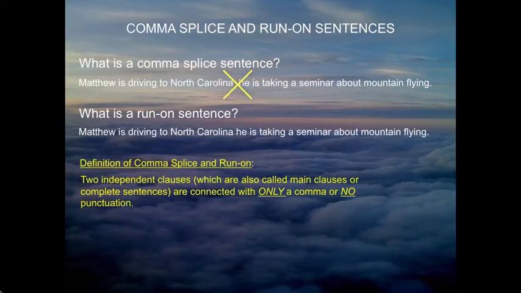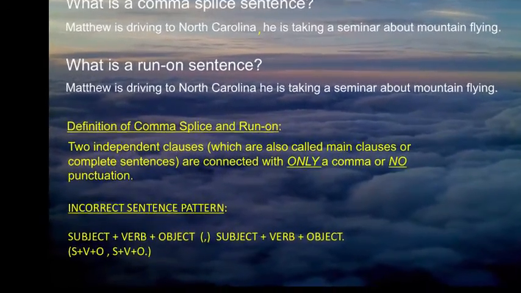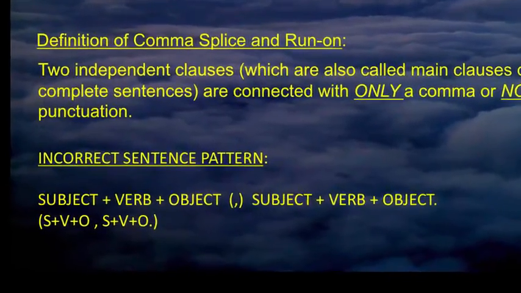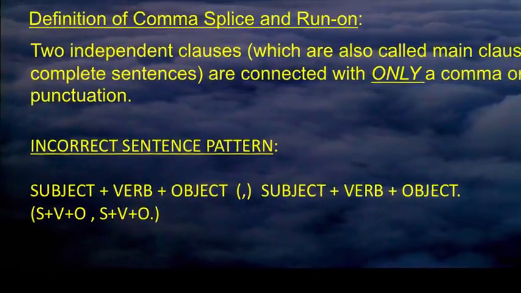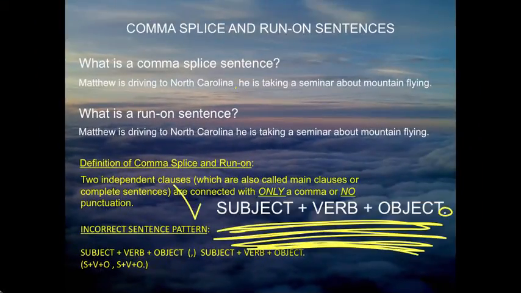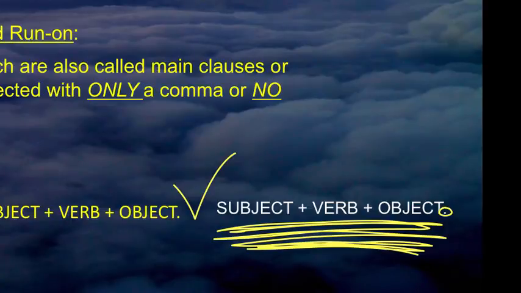The second sentence, "Matthew is driving to North Carolina. He is taking a seminar about mountain flying," is a run-on sentence because two complete sentences are connected with no punctuation. Students must be able to identify the difference between correct and incorrect sentence structure. Locating the subject plus verb plus object pattern is the easiest method to recognize good sentence structure.